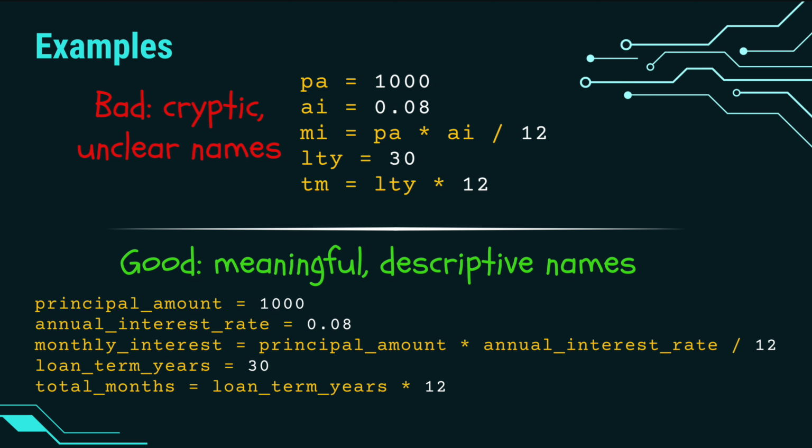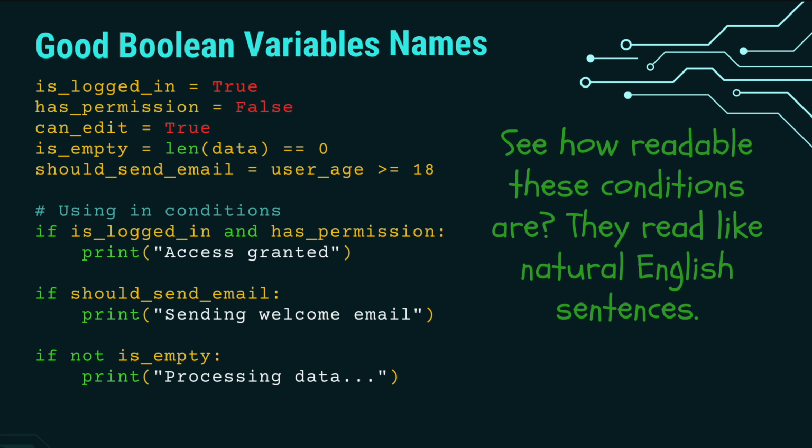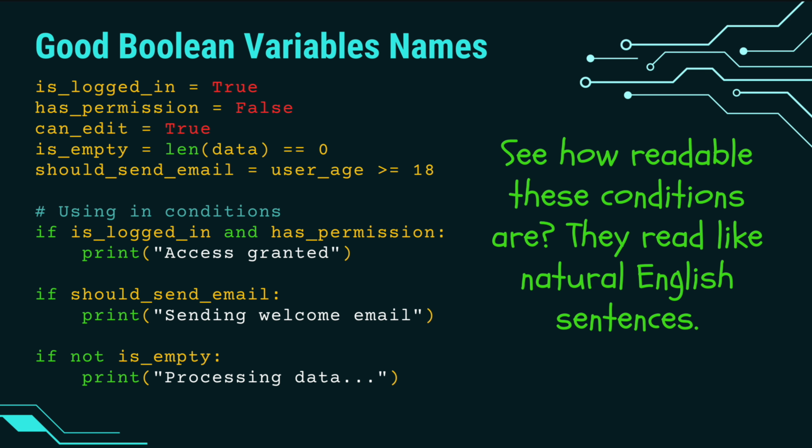This is especially true for Boolean variables, which hold either True or False. It's a great practice to name them with a prefix like is_, has_, or can_. For example, is_logged_in, has_permission, is_empty. When you use these variables in a condition, your code reads like a natural English sentence. if is_logged_in and has_permission is incredibly readable.